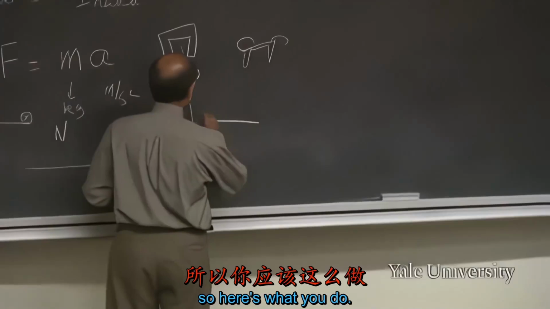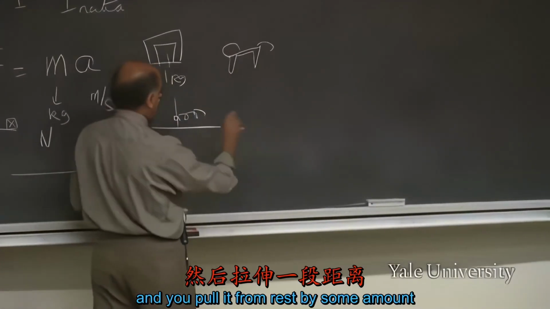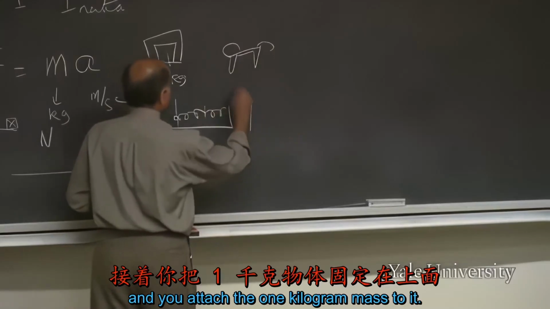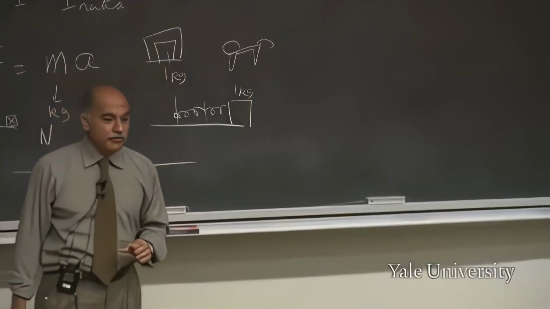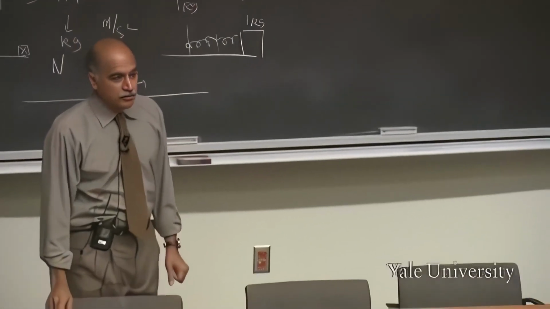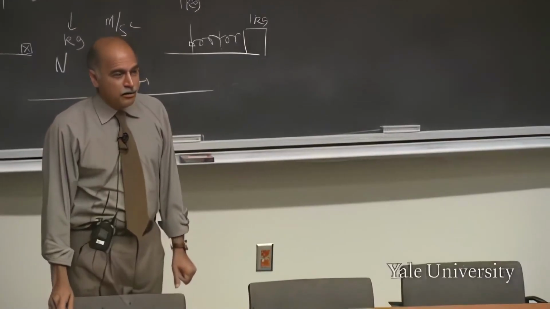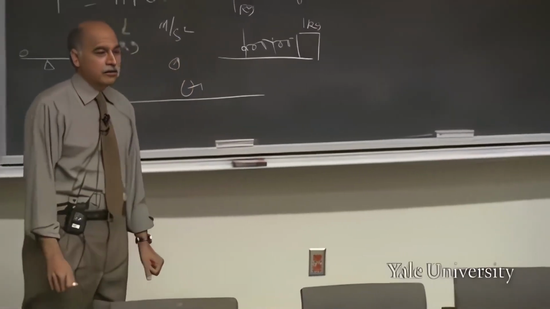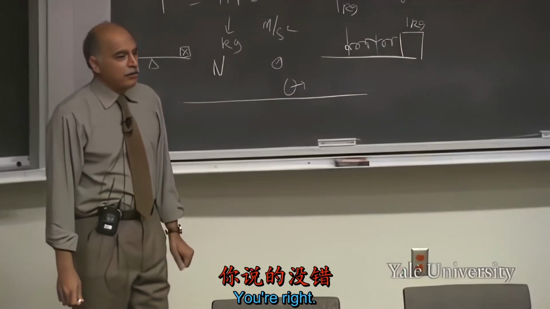So here's what you do. You hook one end of the spring to a wall, and you pull it from rest by some amount, and you attach the 1 kilogram mass to it. Yes? One problem that we have, though, is if we're in outer space, where are we going to find a wall that won't move? A wall that will not move? No, actually, if you hook it up to any wall in outer space, wouldn't it? Well, now I'm cheating. And no, you're right.